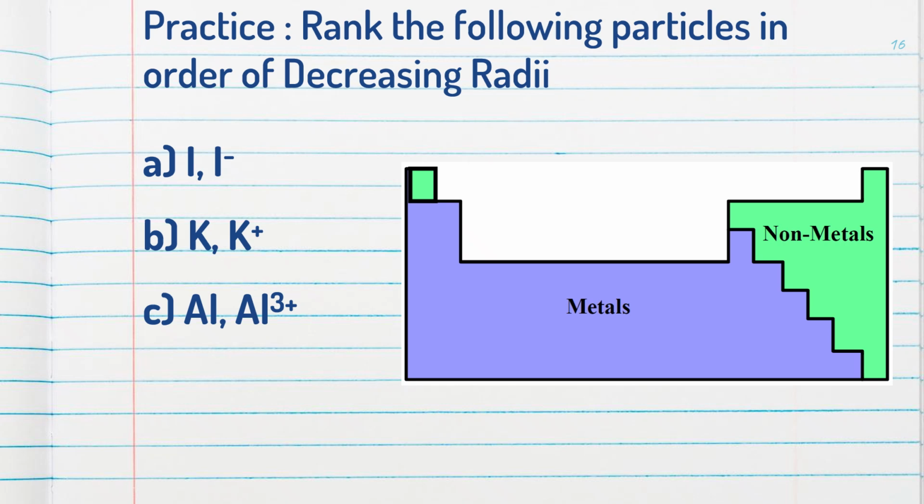So we know that cations have a smaller radius than a neutral atom. So I'm going to do potassium and then potassium plus. And then if I look at aluminum and aluminum 3 plus, I know that a cation is going to have a smaller radius, even if it's a 3 plus cation. So it will be aluminum and then aluminum 3 plus.